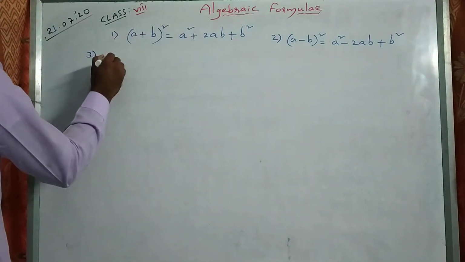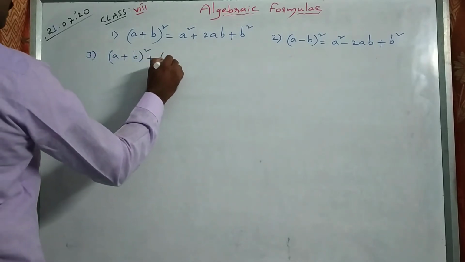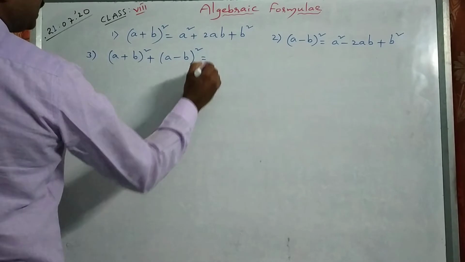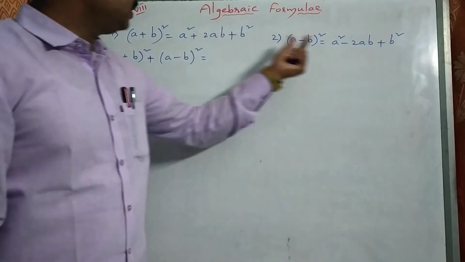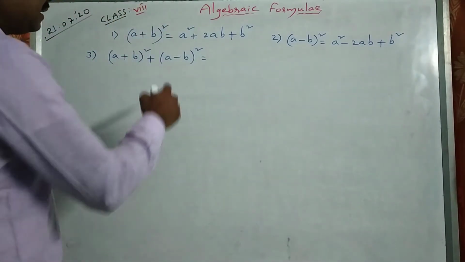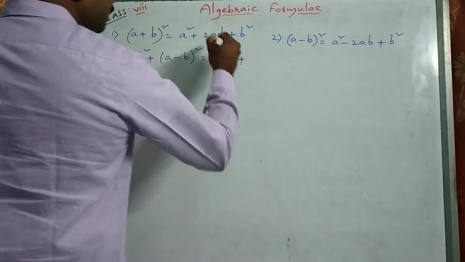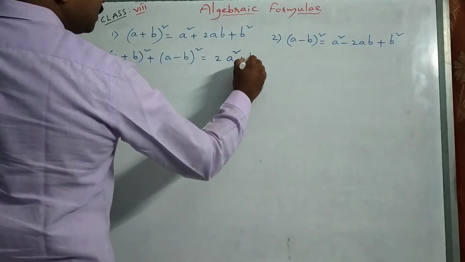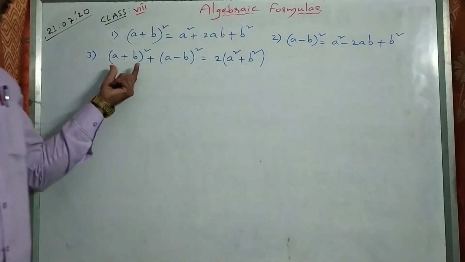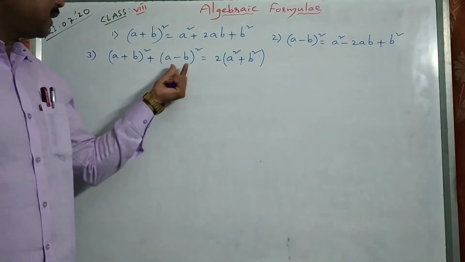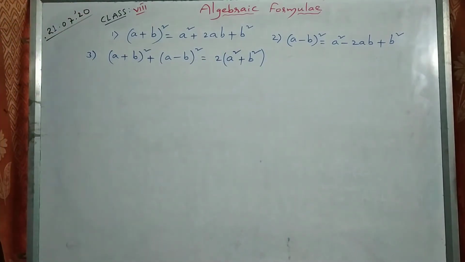I am adding these two formulas. (a plus b) whole square plus (a minus b) whole square. What happens? If you add these two, plus 2ab minus 2ab gets cancelled. A square plus a square, 2a square, plus b square plus b square, 2b square. So I will take 2 common there. Right? So what is the formula for (a plus b) whole square plus (a minus b) whole square? 2 of (a square plus b square).